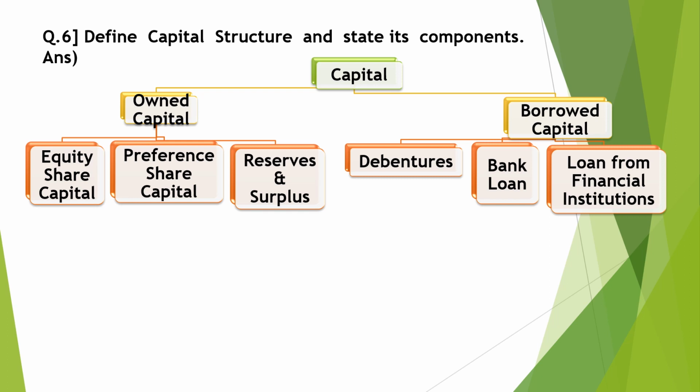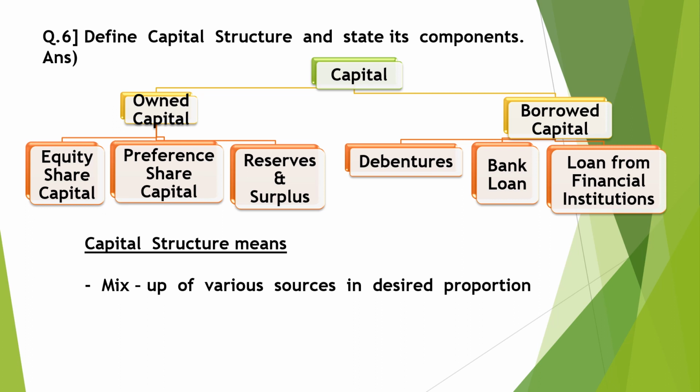Now we come to the topic capital structure. So what is actually capital structure? Capital structure is nothing but the mix of these various sources of funds in a proper proportion, which means that whenever a joint stock company raises capital in a proper ratio, in a proper proportion, and mixes these securities in a proper blend, in a proper manner, it is called capital structure.